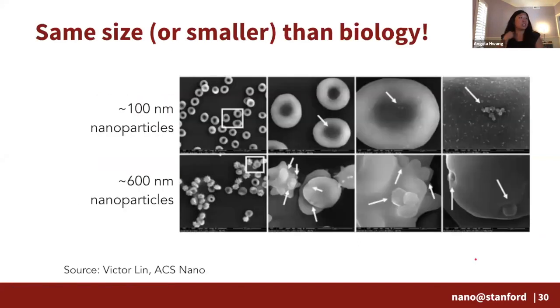Okay, another thing is that it's the same size or similar size or smaller than biology. So this is an example of a red blood cell with different types of nanoparticles. You'll see that the tinier nanoparticles are actually going inside of the cells, whereas the bigger ones are just sitting on top. They're just being barricaded. So the size is also this Goldilocks factor where it has to be the right size. It can't be too small and it can't be too big to actually go inside the cell and treat something.